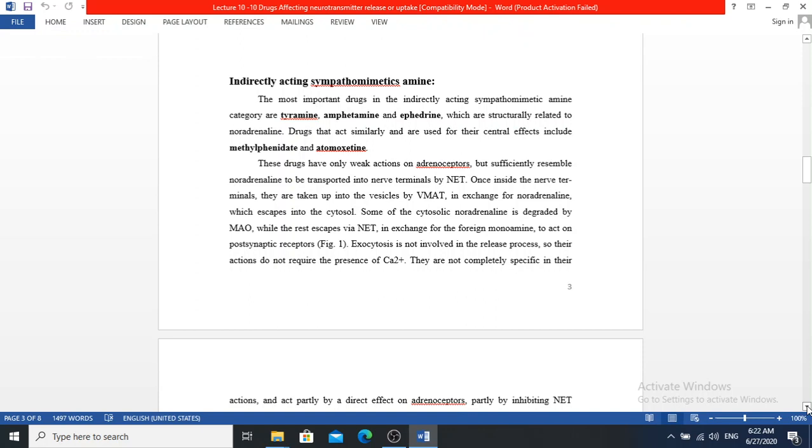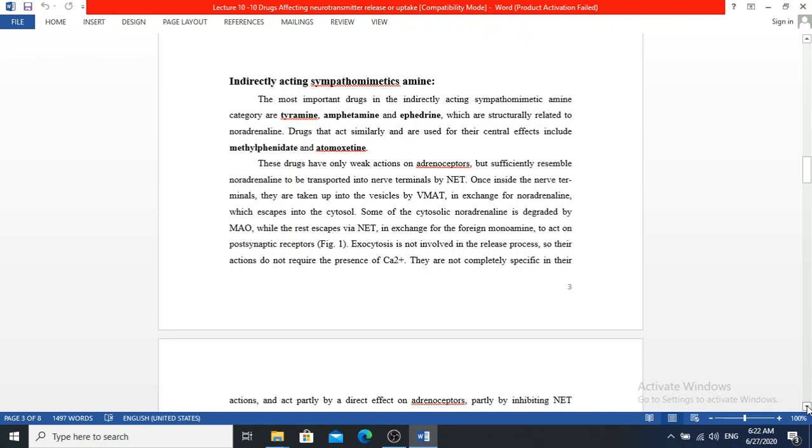These drugs have only weak actions on adrenergic receptors but sufficiently resemble noradrenaline to be transported into nerve terminals by NET. Once inside the nerve terminals, they are taken up into the vesicles by VMAT in exchange for noradrenaline, which escapes into the cytosol. Some of the cytosolic noradrenaline is degraded by MAO, while the rest escapes via NET in exchange for the foreign monoamine to act on postsynaptic receptors, as in figure 1.